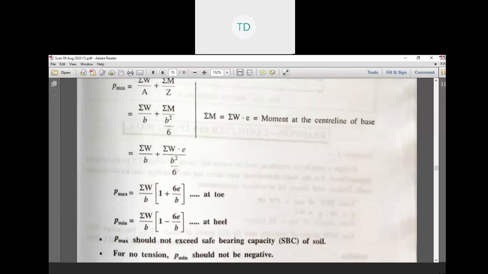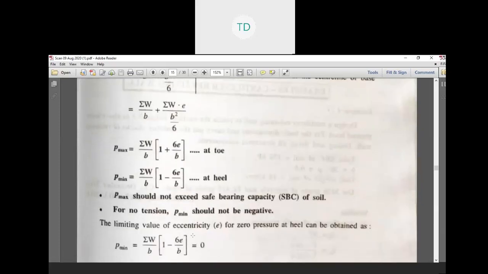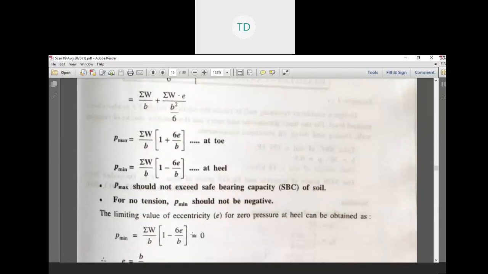From all that process we get maximum pressure, summation of W divided by B in bracket 1 plus 6E divided by B close bracket, at toe, and minimum pressure at heel, summation of W divided by B in bracket 1 minus 6E divided by B. P maximum should not exceed the safe bearing capacity of soil. For no tension, P minimum should not be negative.